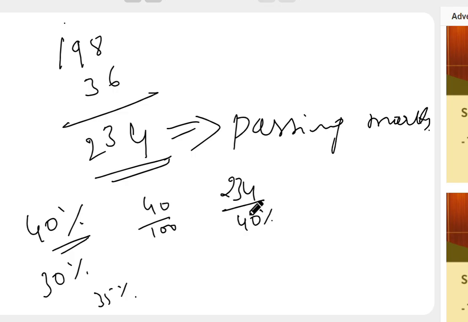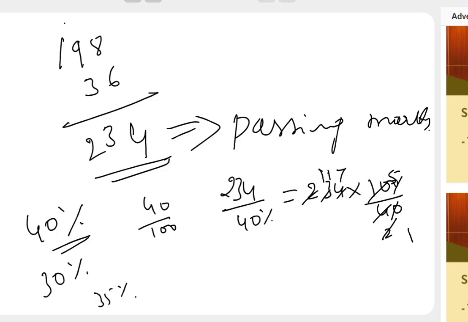234/40% – if 40% corresponds to this many marks, this can be written as 234 into 100/40. So the zeros get cancelled, 2 2s are 4, 2 5s are 10, and 2 1s are 2. Just do the simplification, and 2 7s are 14. So 117 into 5. If you multiply these, 117 into 5, you'll get 585. So the total marks in the exam come to 585.